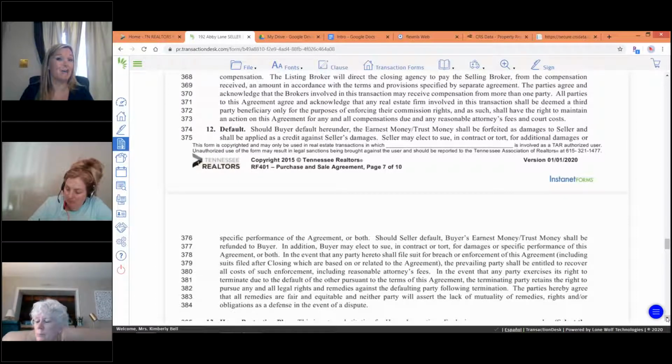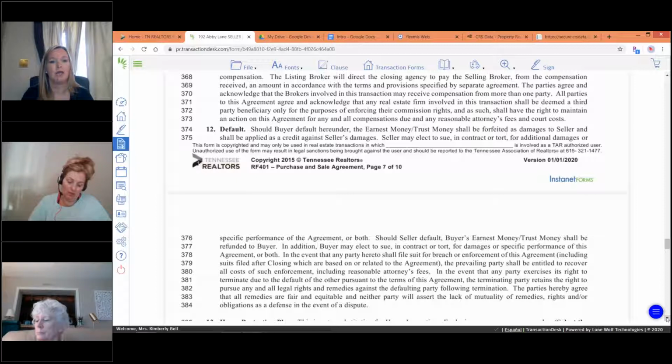I had this just happen, and the seller actually sued the buyers. They ended up settling for $5,000, but I think they could have gone for the full value of the house. That would be an attorney question. I'm not an attorney and I don't want to be. The seller may elect to sue in contract for tort or additional damages or specific performance of the agreement, or both.